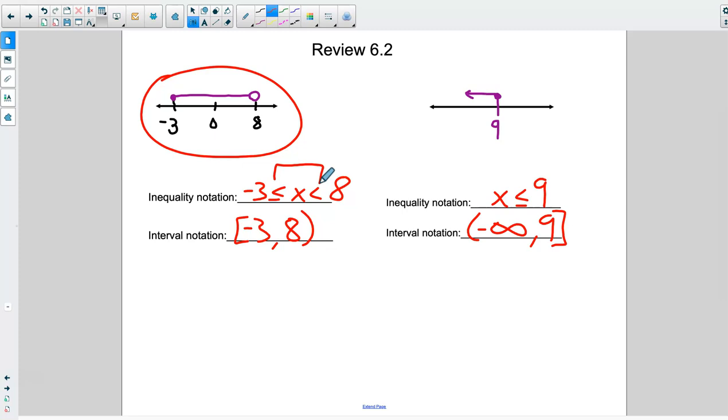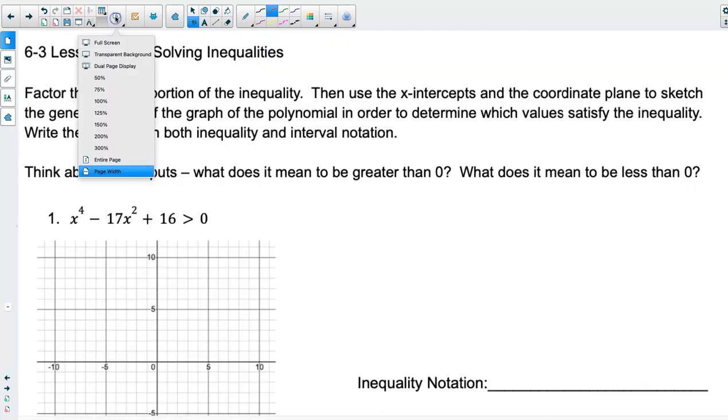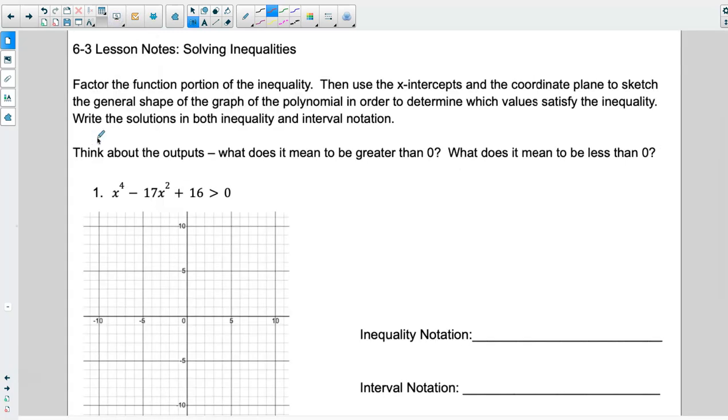And then you got to make sure you have a parenthesis on the negative infinity. So that's our quick little warm-up. And now straight into the lesson. So we're going to graph this.